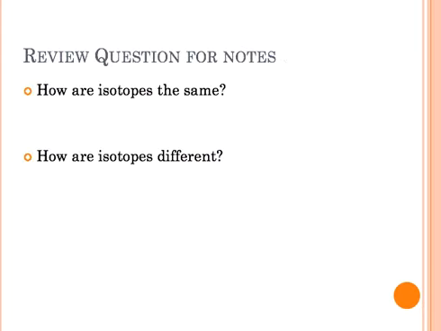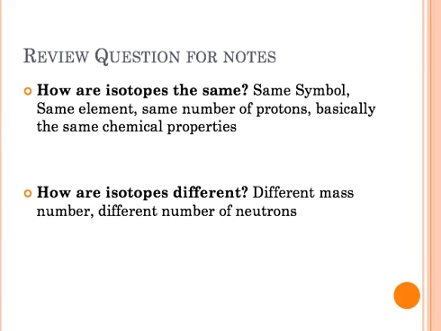Okay, moving along. So let's think about this. How are isotopes the same and how are isotopes different? See if you can think of some ways, and then we'll review them here in just a minute. So how are they the same? Well, if you're an isotope, you're the same element. So you have the same symbol, the same number of protons, and basically you have the same chemical properties. Not identical, but very similar. How are isotopes different? Well, you have a different mass number, you have a different number of neutrons, and you may have some differences in your properties.